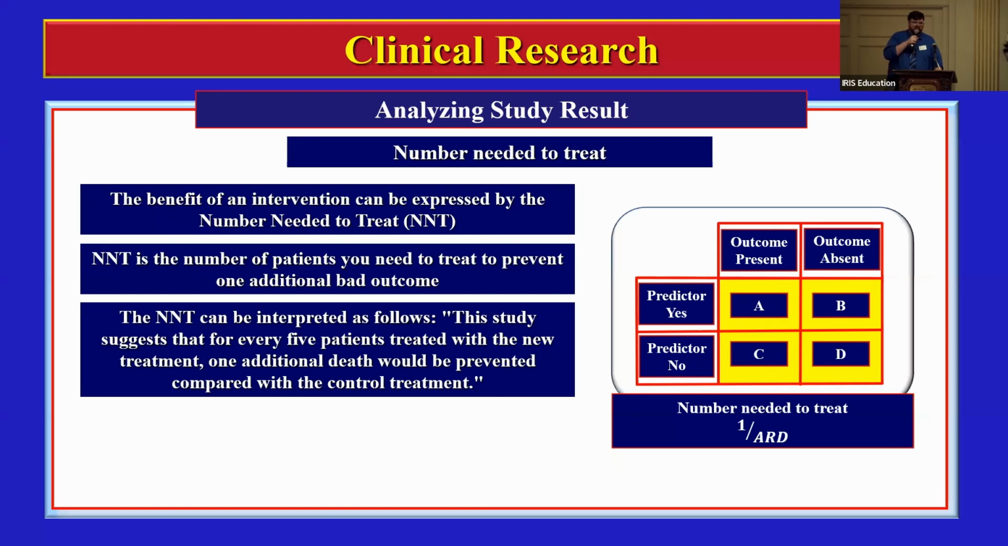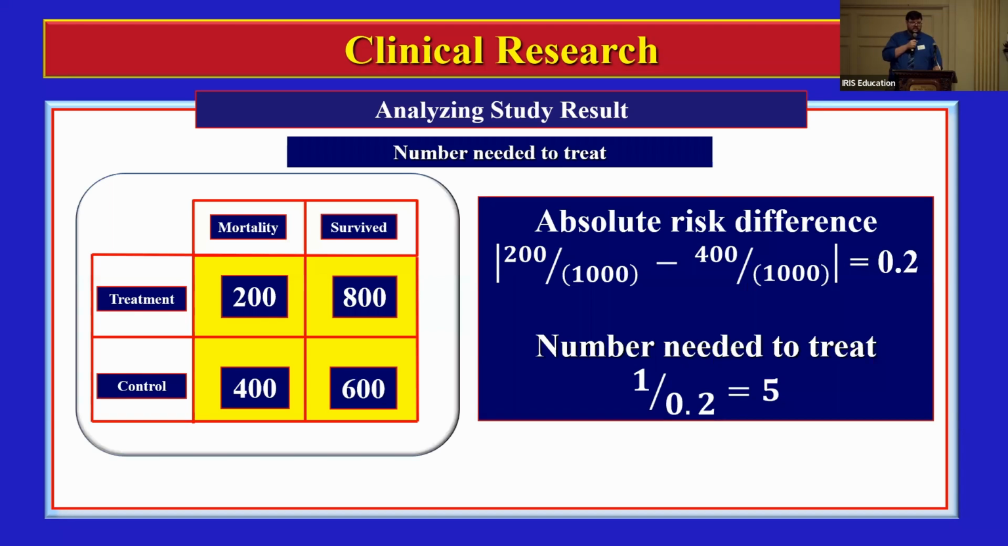Another way you can look at the absolute risk difference is if you flip it on its head, you can get the number needed to treat. The number needed to treat is essentially looking at how many patients you would need to treat to prevent one bad outcome. In our example, we had a 20% reduction in absolute risk difference. In this case, the number needed to treat with this new treatment to prevent one excess death would be 5 people.